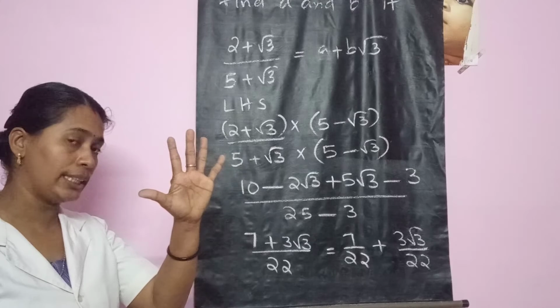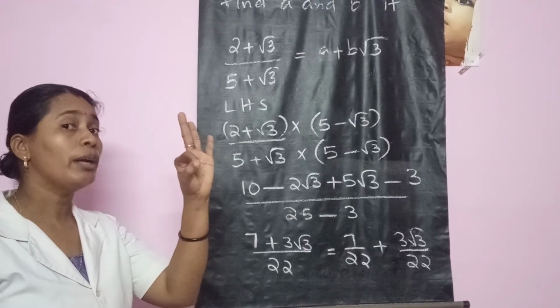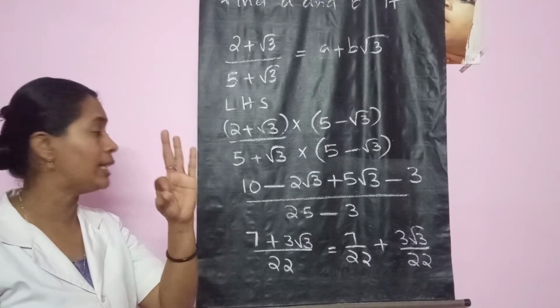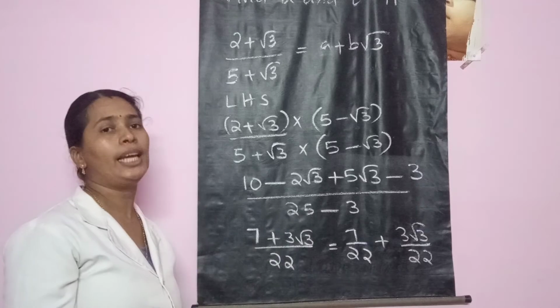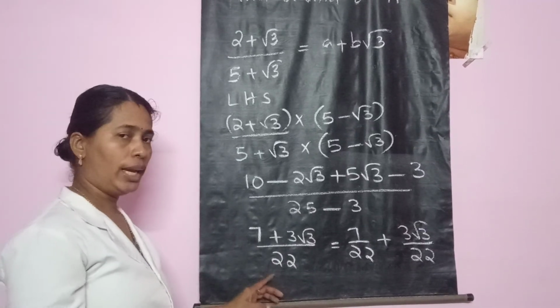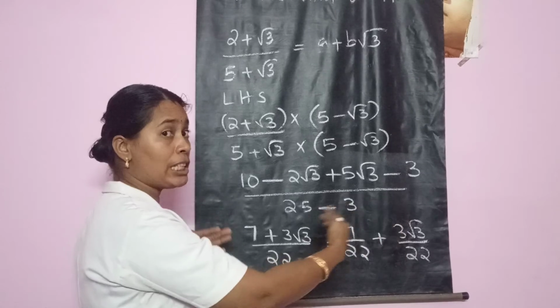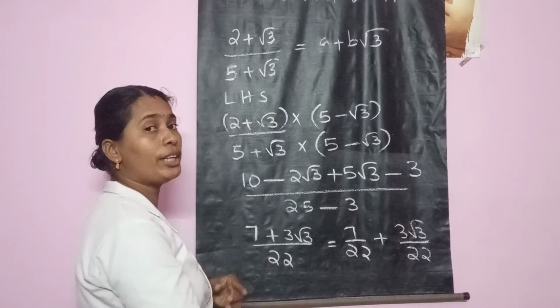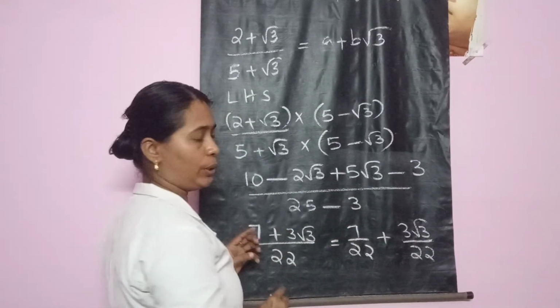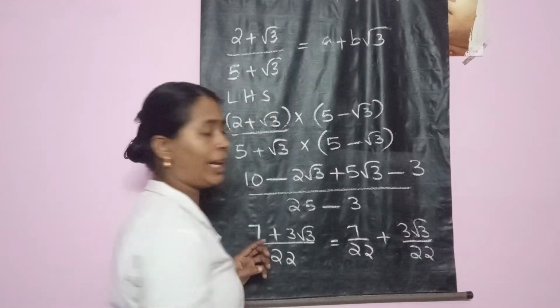And see this one, negative 2 root 3 and plus 5 root 3 is there. We need to remove 2 root 3. So how much remains in our hand? 3 root 3 remains by 22. And as the teacher already told you in the last question, we can split the terms by giving 22: 7 by 22 and 3 root 3 by 22.